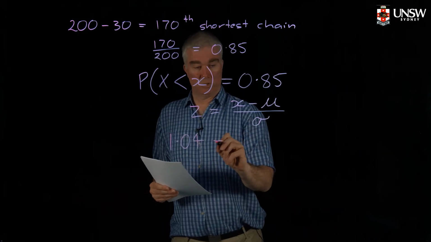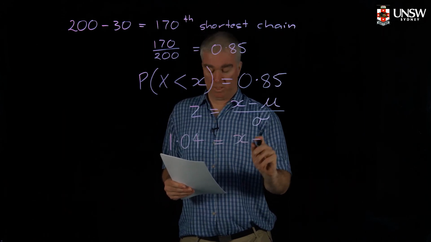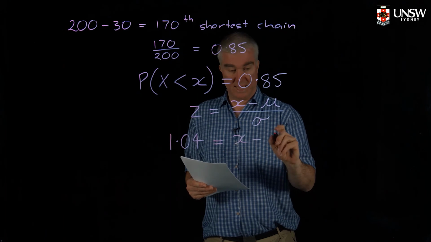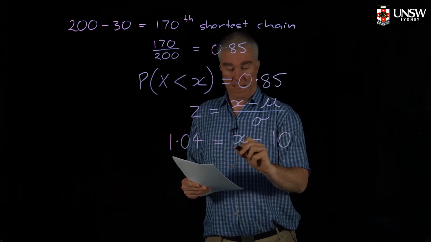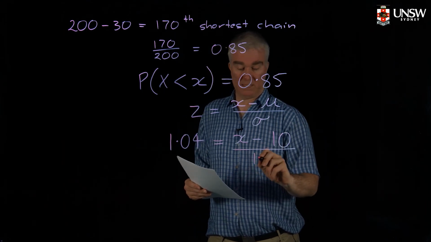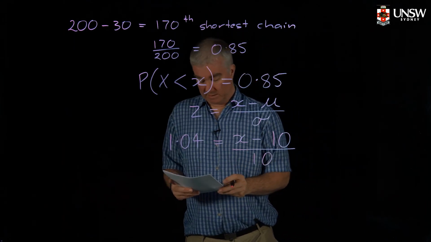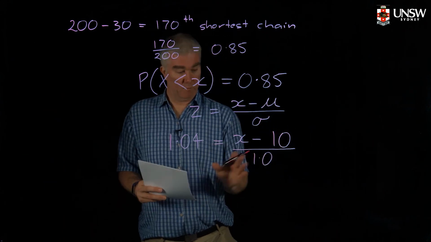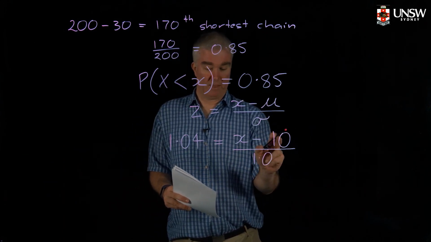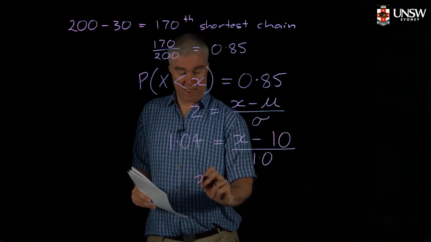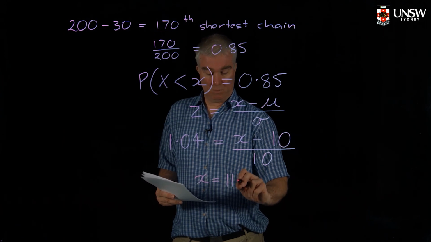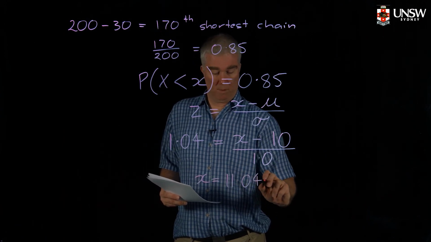So this is equal to x minus, well, our mean value we said was 10 metres long, and our standard deviation we said was 1 metre. So therefore, if we rearrange this, we get 1 metre comes over here, and we add the 10 metres, we get x is equal to 11.04 metres.